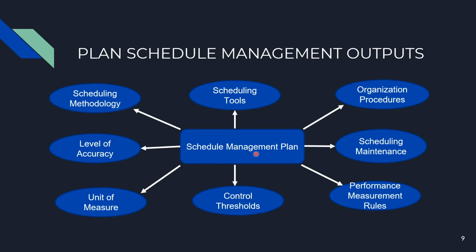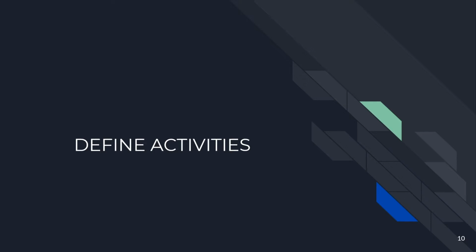The output of the plan schedule management process is the schedule management plan. The schedule management plan describes the methodology to be followed, the tools to be used in making the schedule, the organization procedures, how the schedule will be maintained, the performance measurement rules, the control thresholds, the unit of measure, and the level of accuracy.